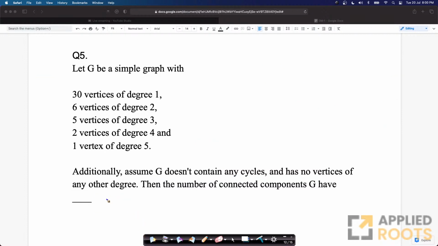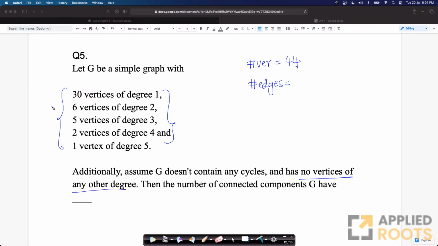Okay, so in the interest of time, let me solve it, right? So look at all the information. We have the number of vertices. We have the degree of each vertex. So you can get the number of vertices from this. You can also get the number of edges from this if you think about it logically, right? So what is the number of vertices? 30, 6, 5, 2, 1. You sum it up, you get 44 vertices. And it says, hey, no other vertices of any other degree are present.